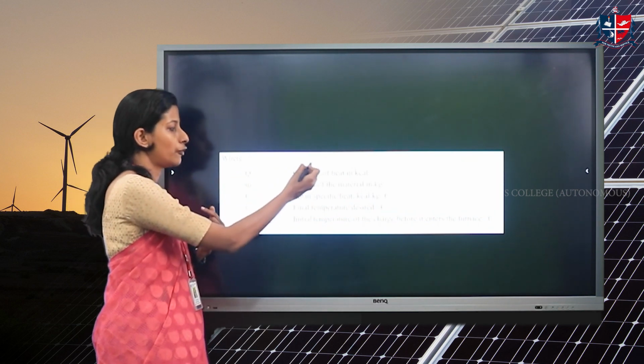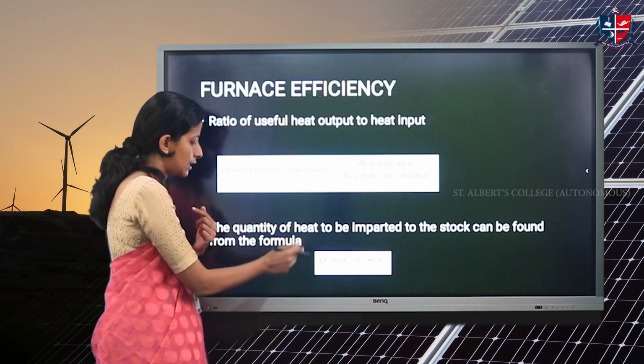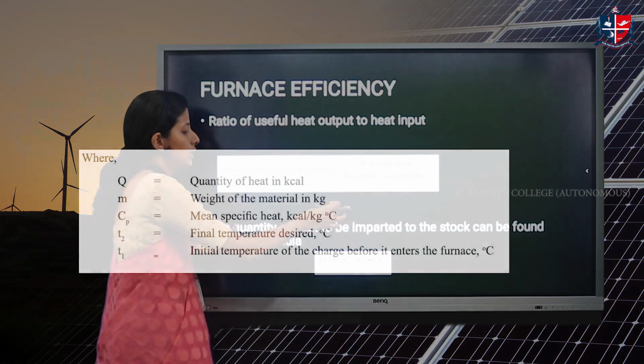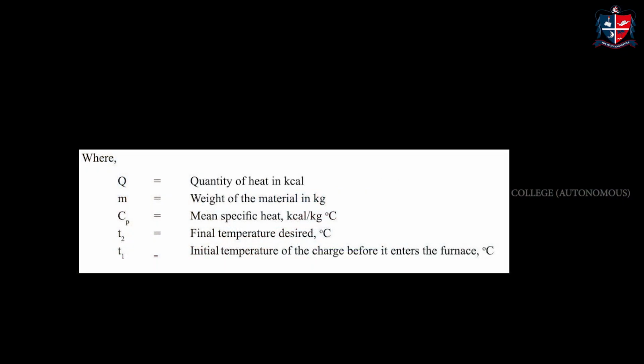Q is the amount of heat that has to be imparted to the material. How much heat to impart to the stock is Q. To find that out, you need to know the weight of the material, which could be in kilograms or tons. Then you need to know the specific heat capacity.